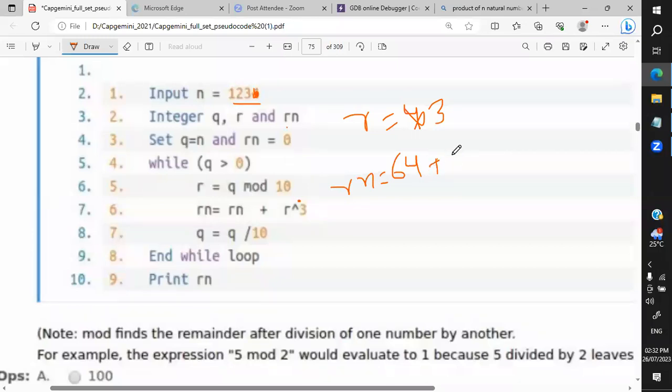27. Right? What is 3 cube? 27. So 27 will be added. Okay. Next. Q equal to Q by 10. 123 will become 12. And Q becomes 12. 12 greater than 0.